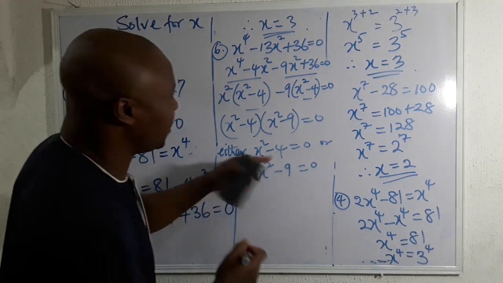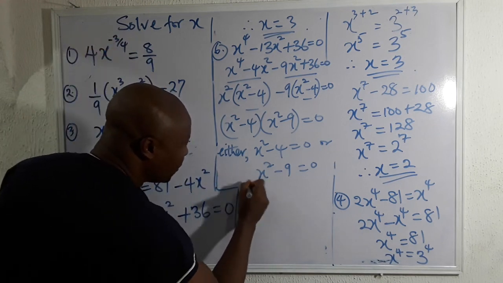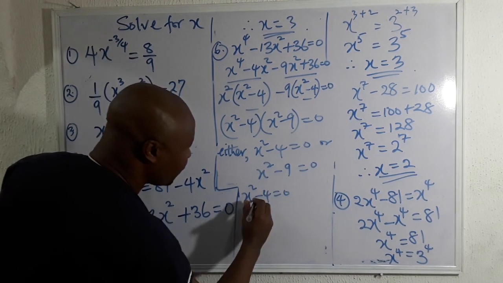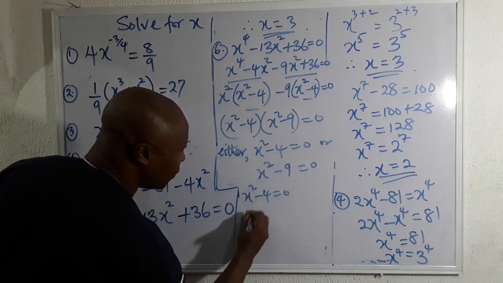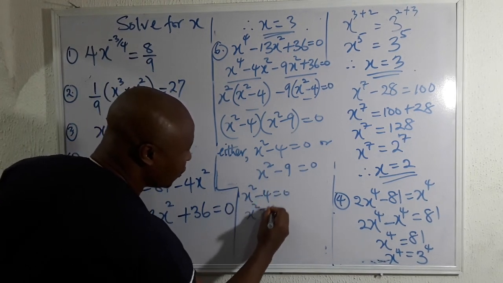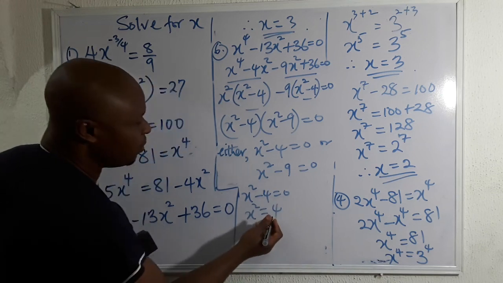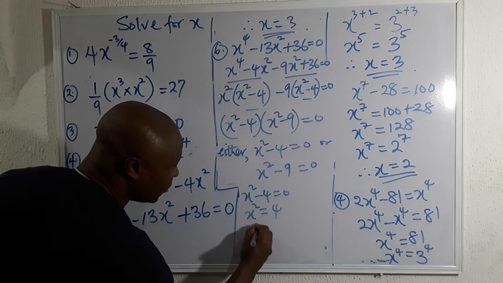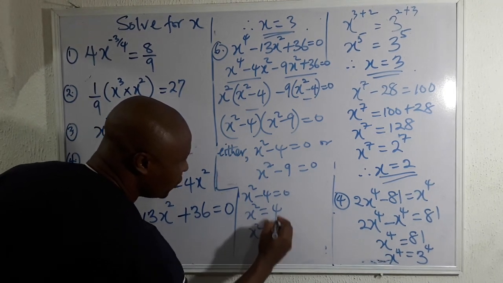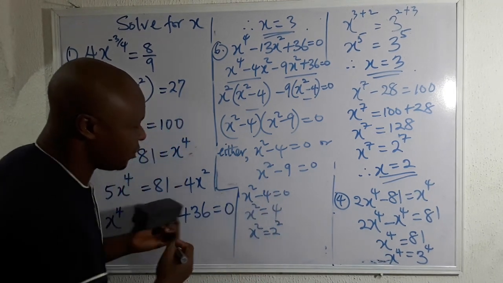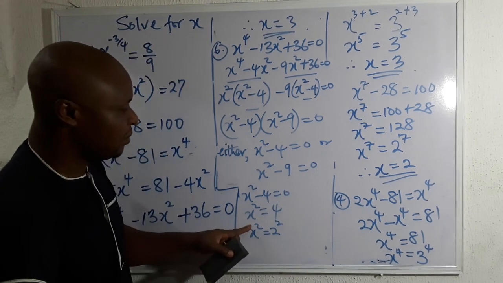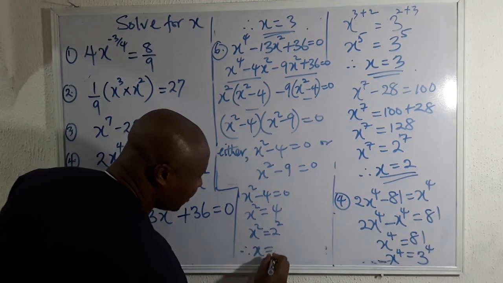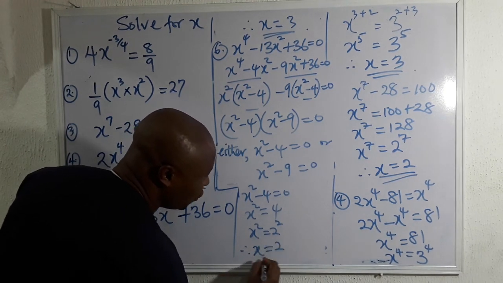Now we'll take this first case. Here we have x squared minus 4 is equal to 0. So we move this way, so we have x squared is equal to 4. So we express this to base 2. So that will be x squared is equal to 2 raised to power 2, because 2 raised to power 2 is 4. So again, we can see that the powers are the same, so we equate the base. Therefore, the first value is x is equal to 2.